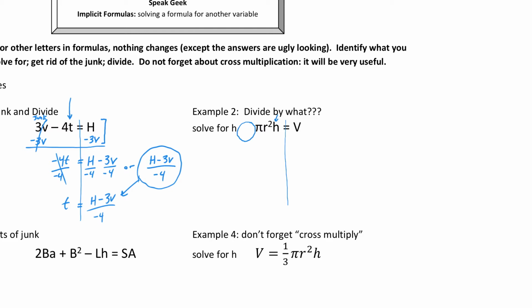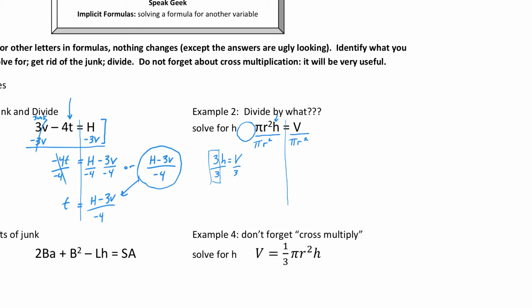Remember, if this problem looked like this, you guys would all say, oh, divide by 3. It's the same concept. You're going to divide by whatever's in front of h. So in this case, we're going to divide by pi, and we're going to divide by r squared. Now that's as ugly as it gets, but we're going to follow our rules. Divide by what's in front of the letter we're trying to solve for. Whatever I do to one side, I do to the other.